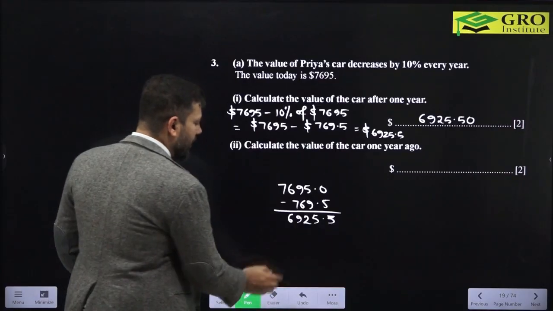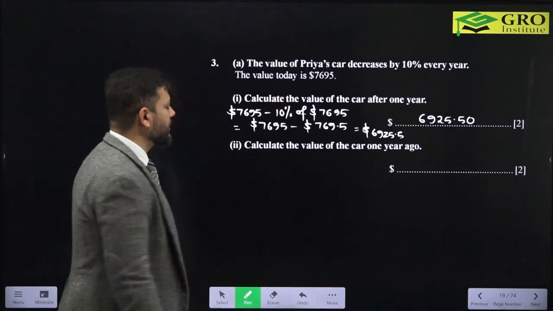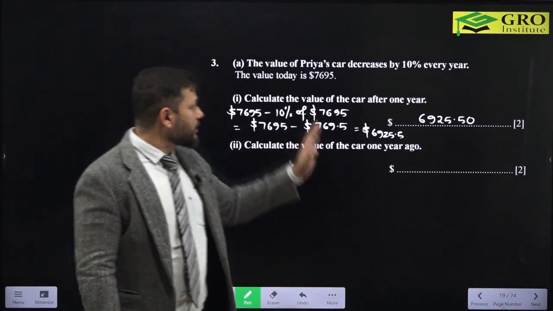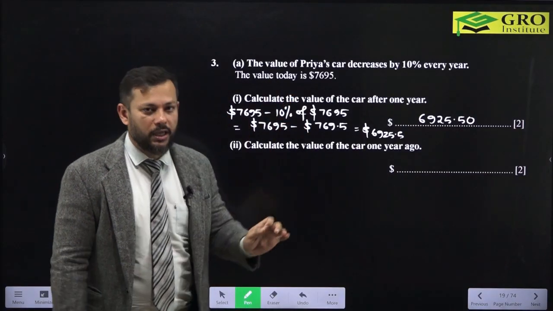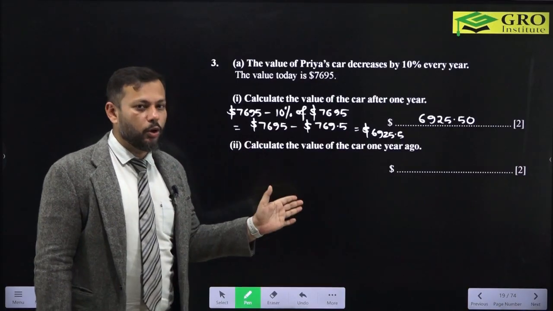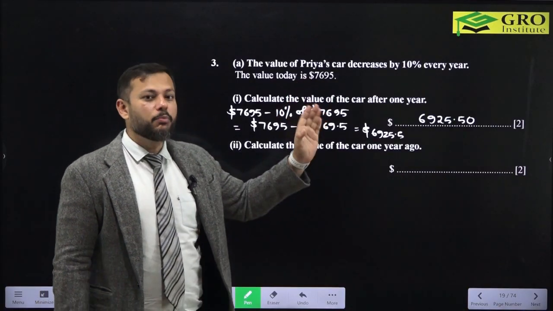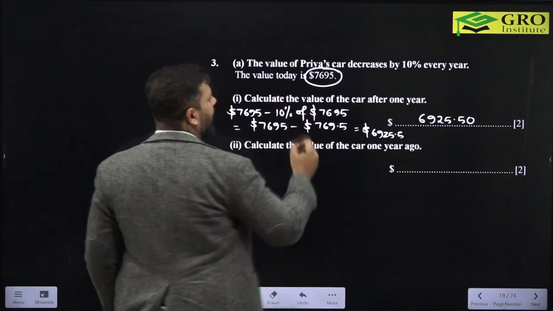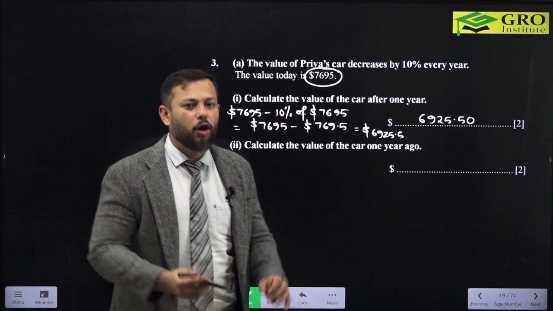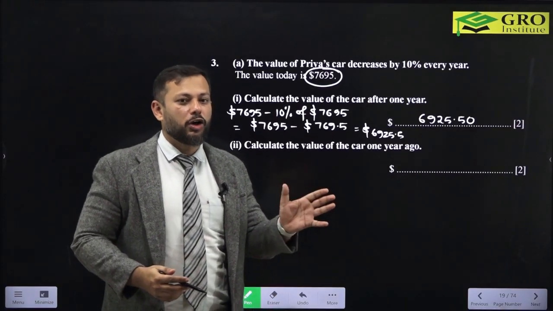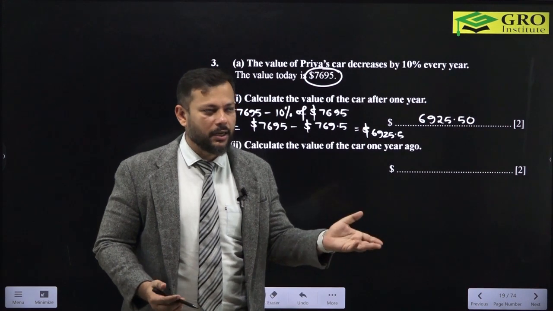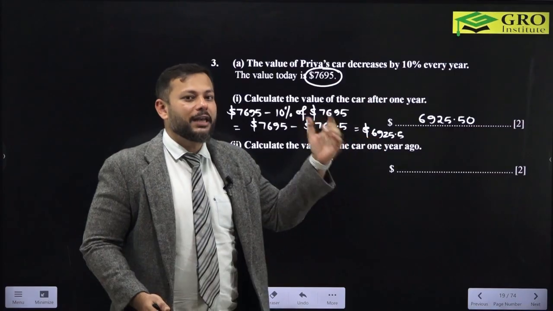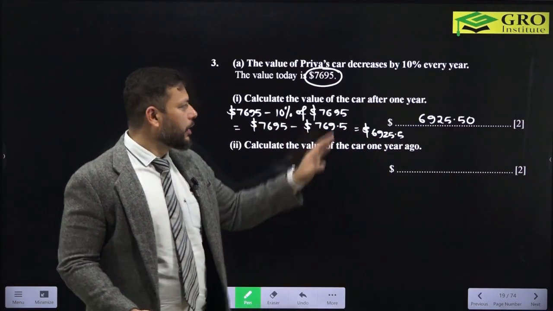Now what do we need to do, guys? Let us look at part second. Calculate the value of the car 1 year ago. Like this is the value of the car today. That means 1 year ago, this rate would have been more than this. That means this 7,695 is 90% of the value of the car which was 1 year ago. Isn't it? This is the 90%. That means 10% of the value 1 year ago is subtracted from it to get this.